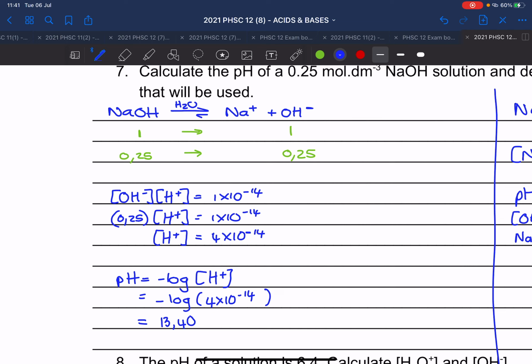Juffrou, maar as hulle nou nie gesê het dis 'n sterk basis nie, dan kon ons nie sê dat die... Maar hulle gaan dan vir jou sê, hier is die ding, neem aan hy ioniseer volledig. Hulle sal vir jou sê dis hoeveel jy oorspronklik gehad het en dis hoeveel oorgebly het aan die einde. Of hulle gaan vir jou die ionisasie konstante gee en dan gaan jy uitwerk.